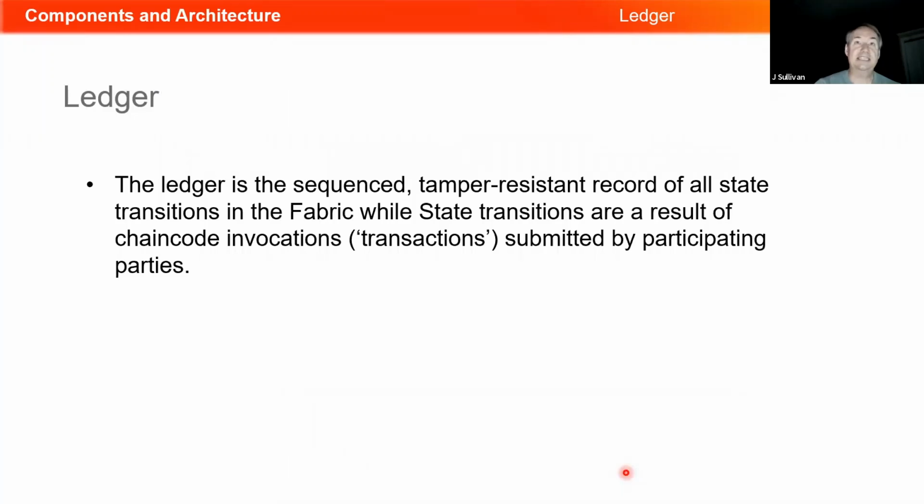So the ledger is a sequenced, tamper-resistant record in Fabric, and it's the result of different transactions that have taken place by the submitting parties. All of the blocks are hashed, and that hash is used in the preceding block. I like the term tamper resistant, because in theory, the blocks could be tampered with. However, as a lot of you know, the hashes that are part of the block are very, very sensitive to changes.